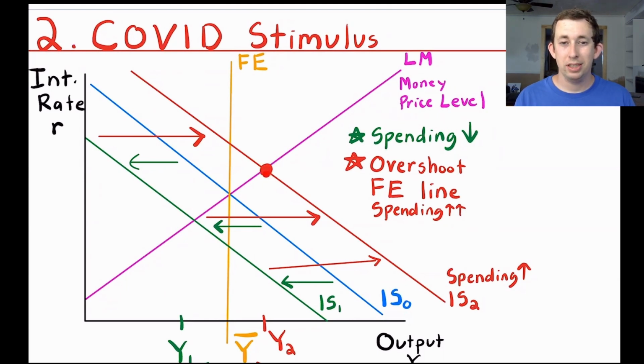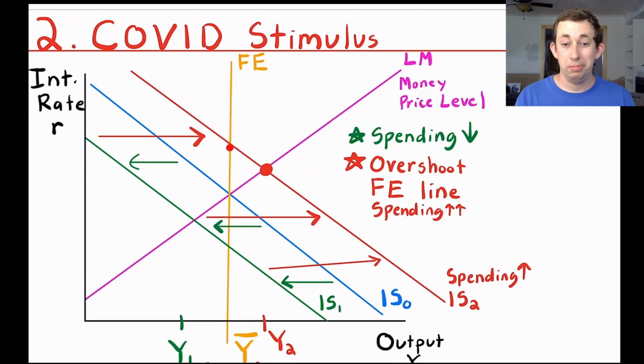Well, it's not that people decide to stop spending by themselves. It's that something on this LM curve is going to change. Specifically, what's going to change is the price level, because that is something that is not affected by the Federal Reserve, which affects money supply. It's not affected by Congress, which affects spending. So price level is our mechanism for heading back towards that long-run equilibrium at Y bar.